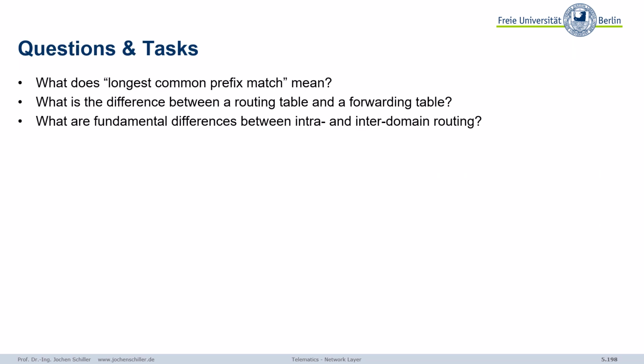Okay, basic concepts. First of all, you should know what longest common prefix match means. Where do we use it? Why do we use it? Then you should have also learned the difference between routing tables and forwarding tables. What makes them different? And then also, what are fundamental differences between intra- and inter-domain routing? I will come back to this when we look into the protocol, but for now, what are the fundamental differences?